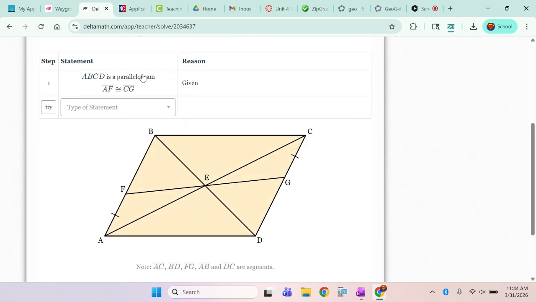So they said that this entire shape is a parallelogram. So that means any property of a parallelogram applies. Since we know it's a parallelogram, any property about a parallelogram, so opposite sides congruent, opposite angles congruent, opposite sides parallel, etc., that's all fair game. They also said that these two little pieces of a side are also congruent. And they want us to prove that this triangle right here is congruent to this one right here.